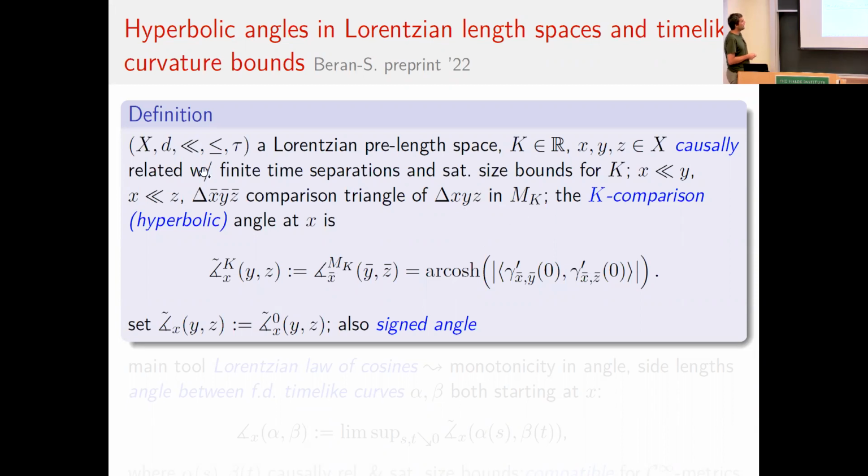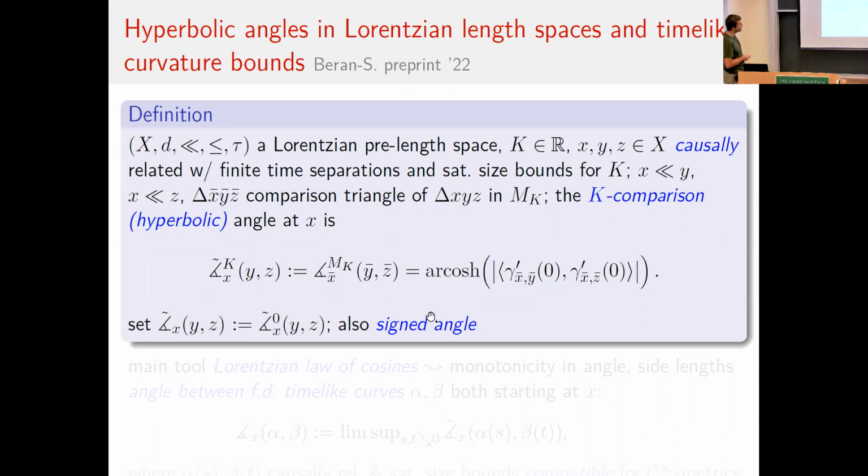Then the K comparison hyperbolic angle at X, denoted like this here, is just the angle in the model space of this triangle at X, which is given as the arccosh of the absolute value of the inner product here, because this will be negative. Because if these are future directed time-like curves starting at X, this will be negative. So you take the absolute value here. So this gives you a well-defined notion of angle. And if you just use the Minkowski comparison angle, then we just denote it by tilde.